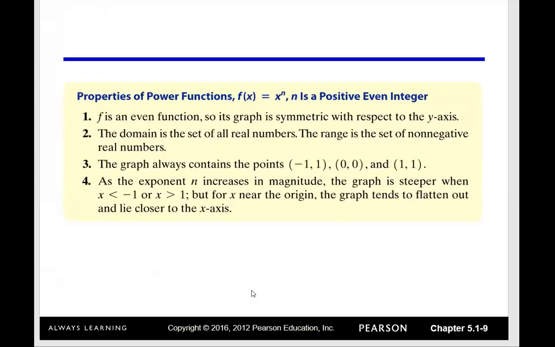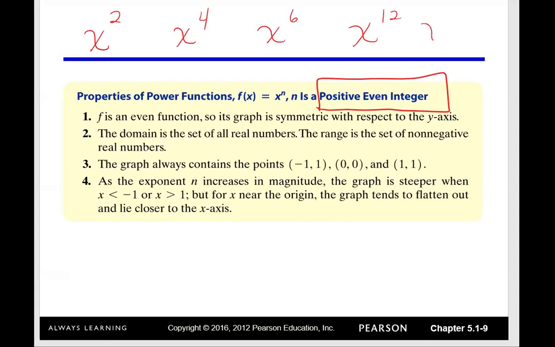Now, the properties of these things. All right, there's 2 types. One is a power function that has a positive even integer. So that would be x squared, x to the 4th, x to the 6th, x to the 12th, x to the 38th, okay? Positive even integers. You're not going to be given anything higher probably than an x to the 4th, but anyway.